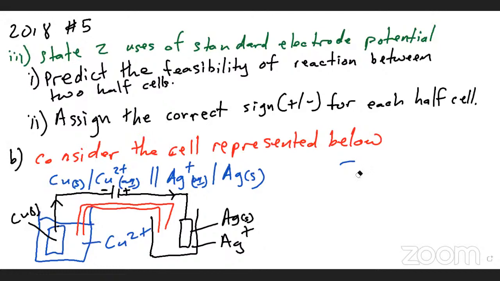You know this if you know your electrochemical series, but apart from that, they are going to give you the E naught. The E naught value for copper is positive 0.34, and for silver it is positive 0.8. When you're comparing, if both of them are positive, it's the one closer to zero. So copper has a lower number than silver, which means copper has a greater tendency to give up electrons than silver.